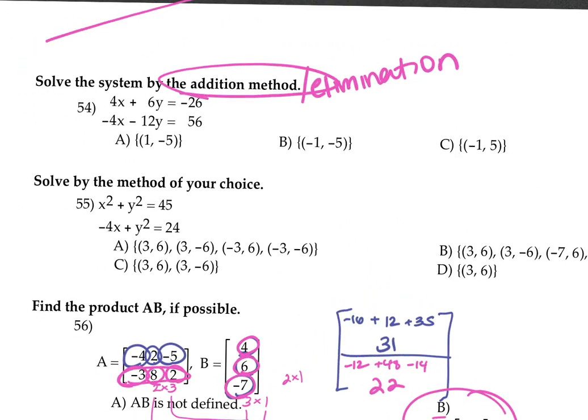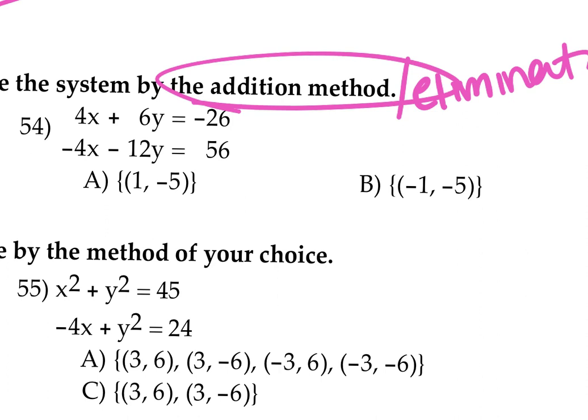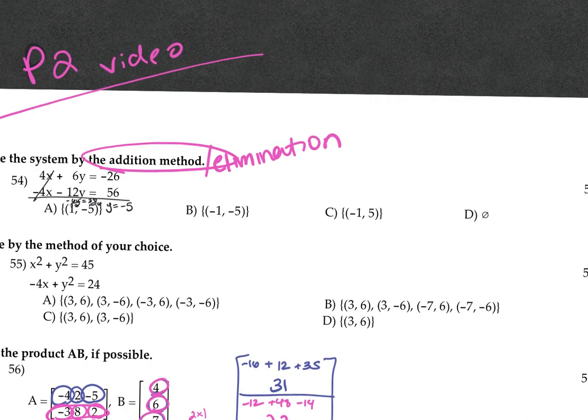All right, I'm going to go back and finish the ones that we had skipped earlier. Number 54 says solve by addition, which is the same as elimination. We can actually just add these because they will cancel. And I get negative 6y equals 30. Then divide both sides by negative 6, and y is negative 5. Looking at your answer choices, that eliminates D and C.